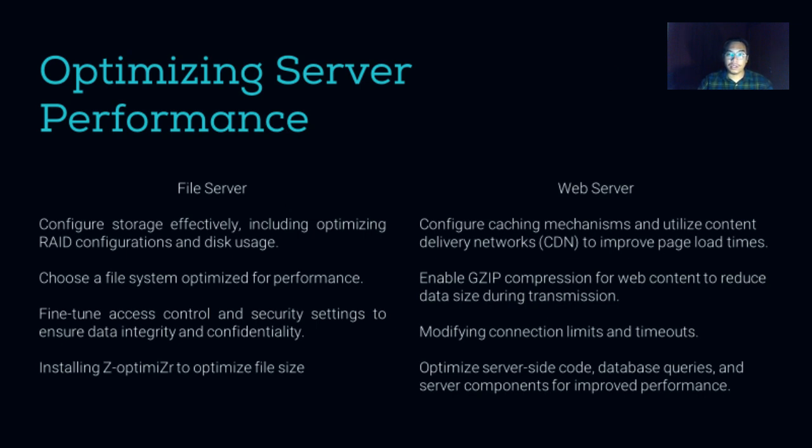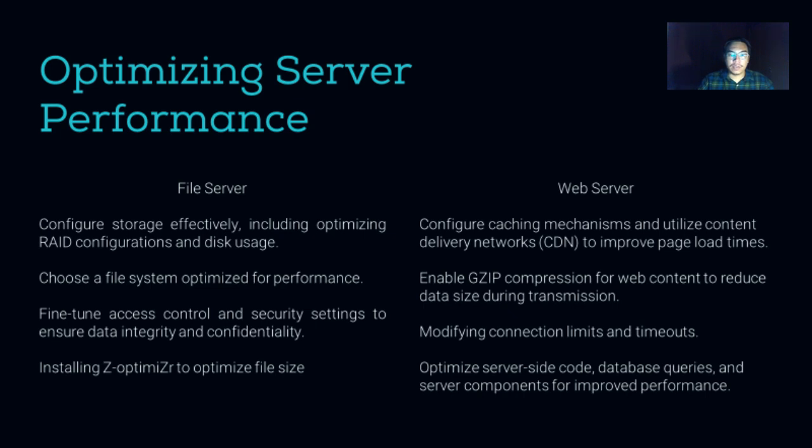To ensure optimum performance of the file server and the web server, there are several methods that can be employed. So for the file server, firstly, it is essential to configure the storage effectively. This involves optimizing RAID configuration and disk usage to ensure efficient data storage. Secondly, we can choose a file system optimized for performance. Using a file system that is specifically optimized for performance can improve the file access speed and overall server performance.